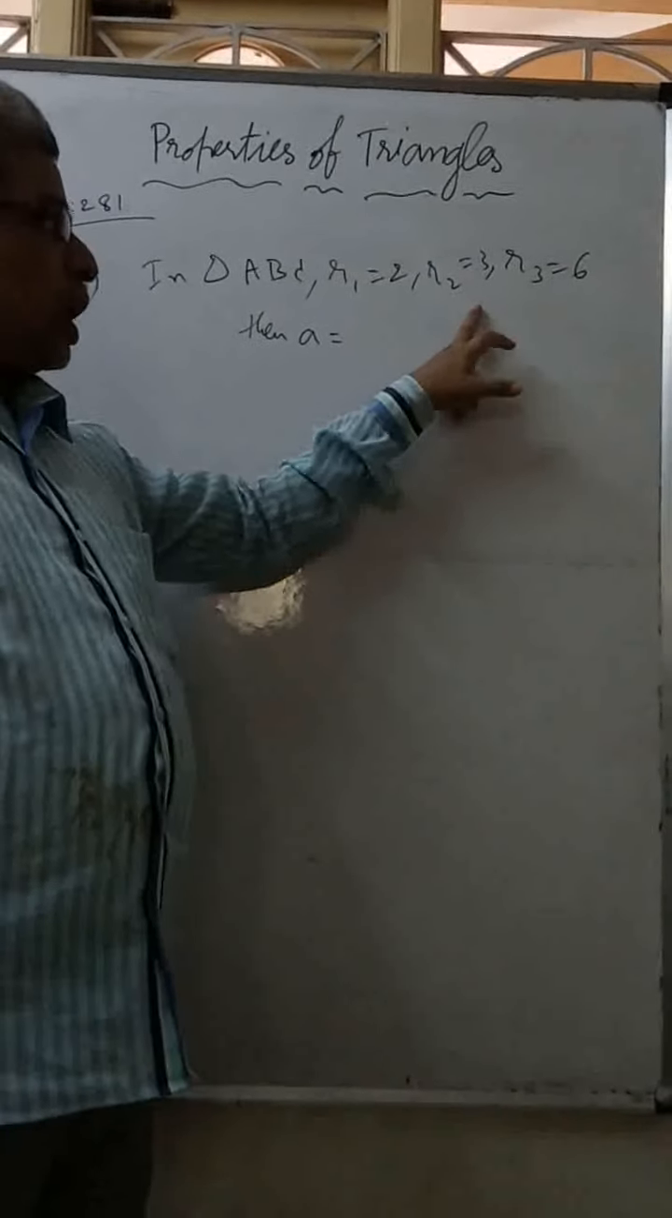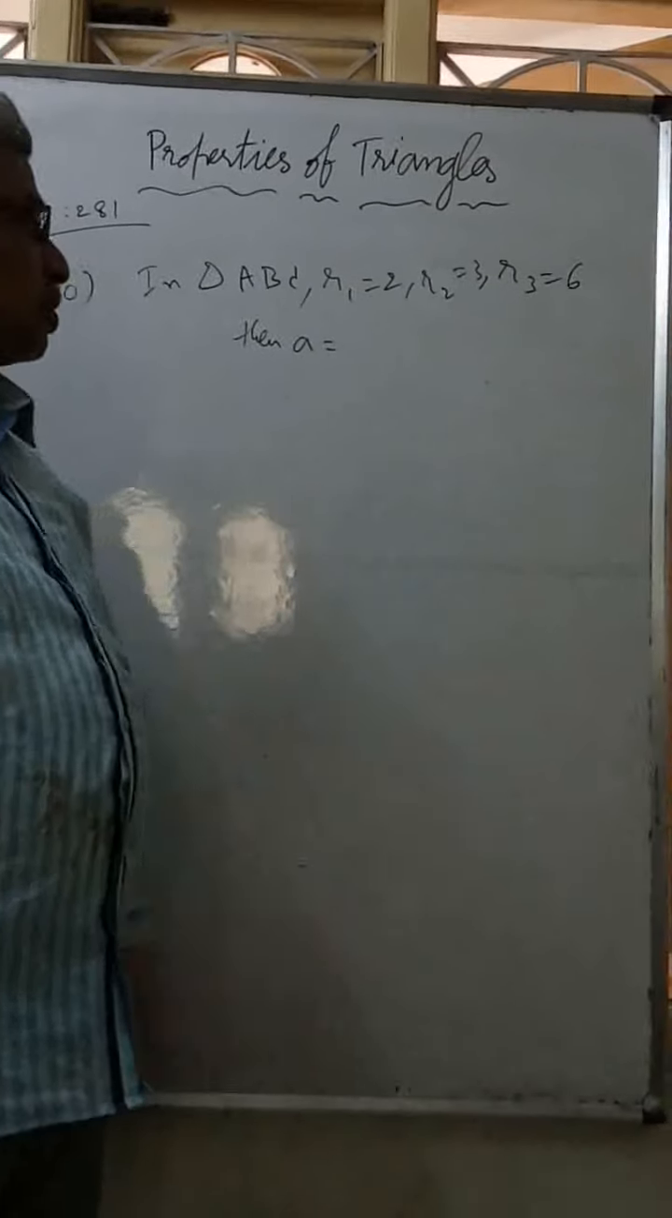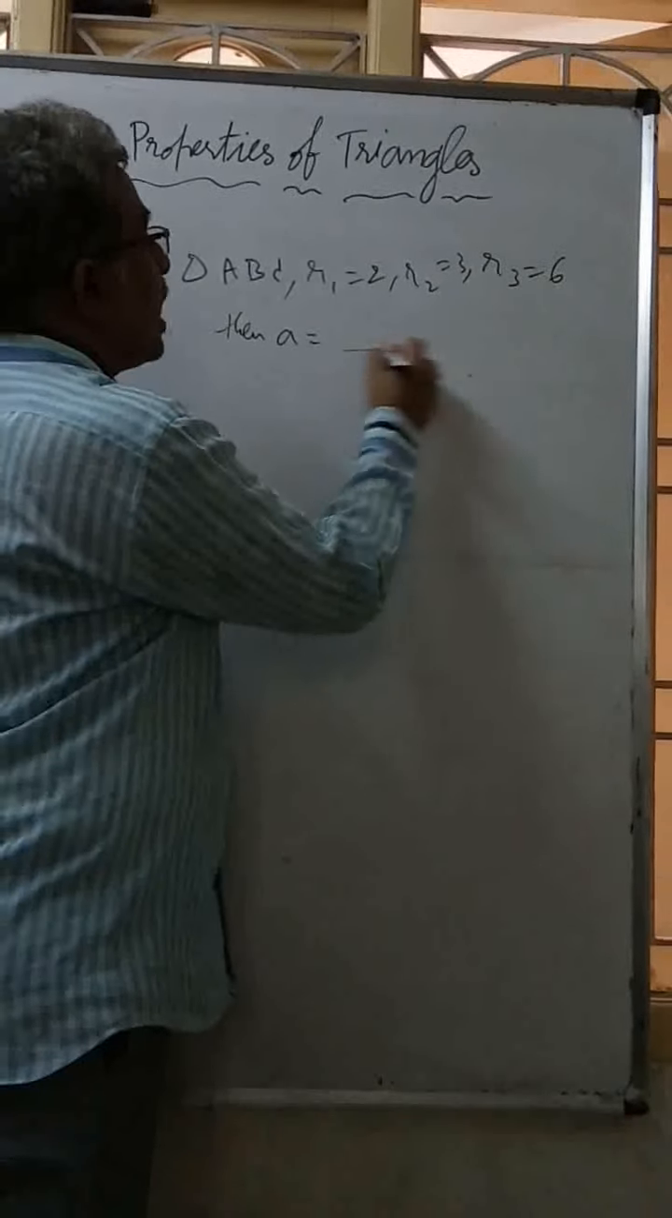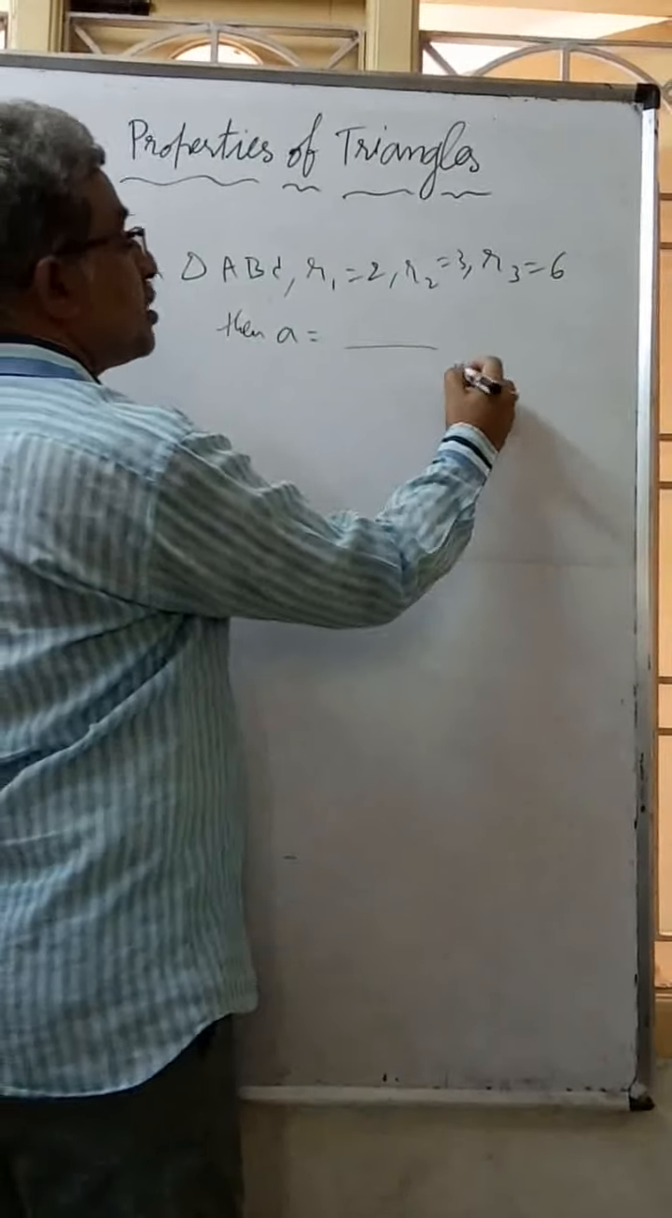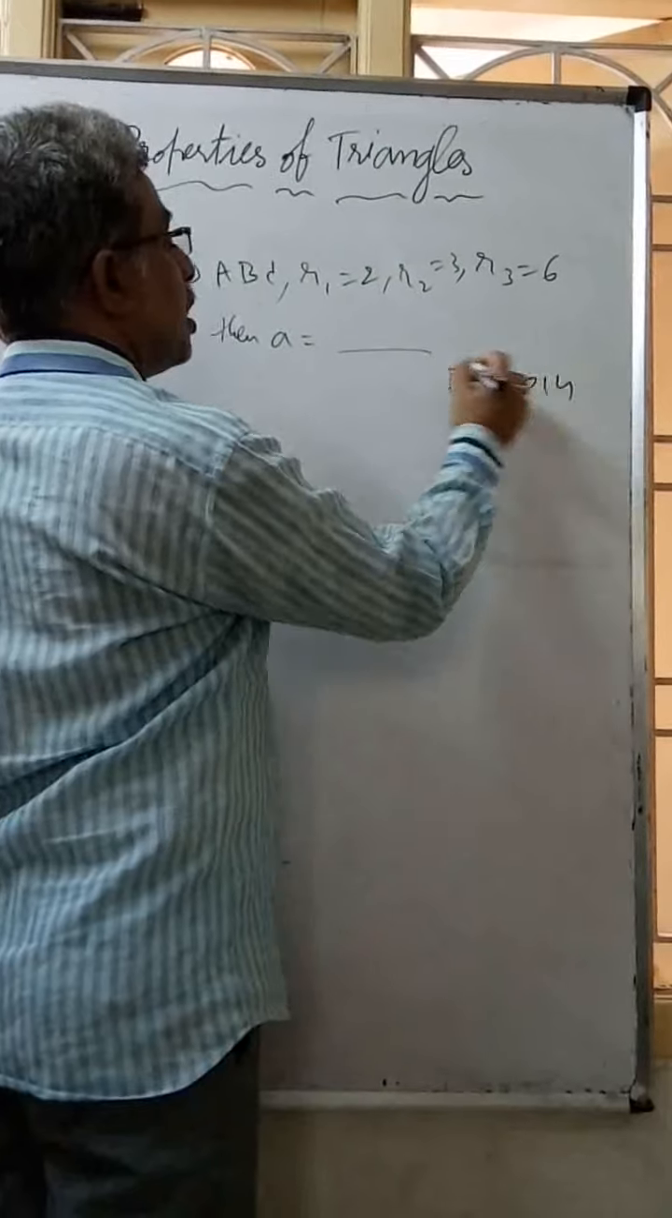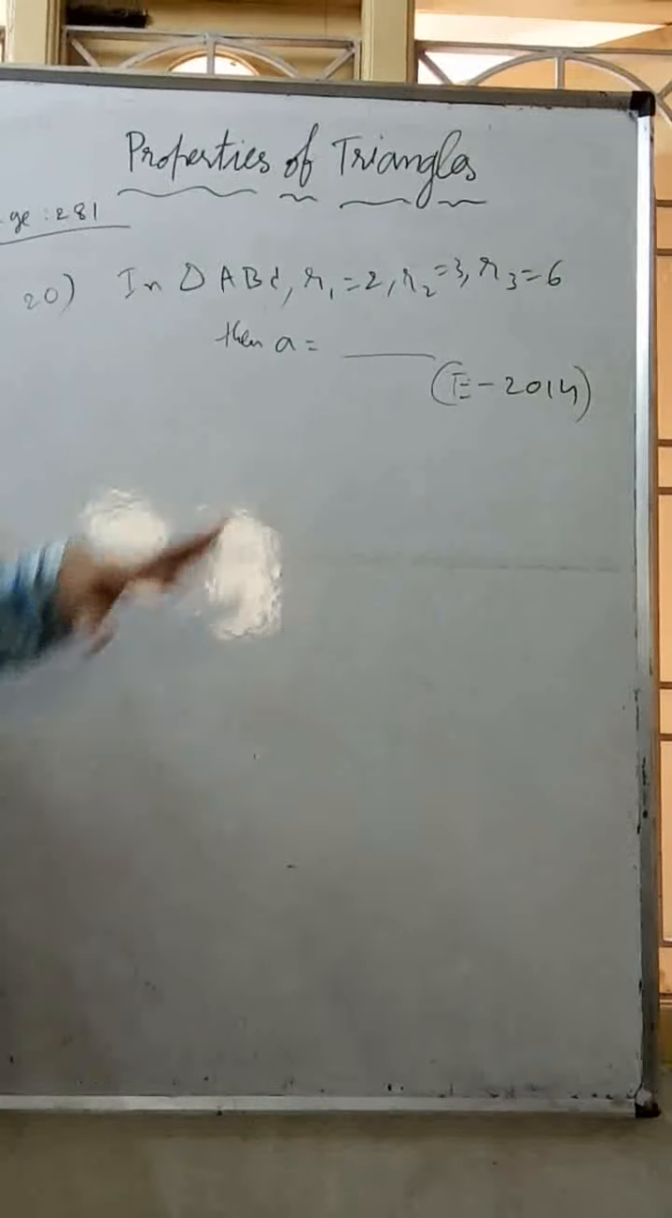R1 equal to 2, R2 equal to 3, R3 equal to 6. Then A equal to dash is asked. Even in MHT-CET 2014, I think. Options I am not writing, we will derive.